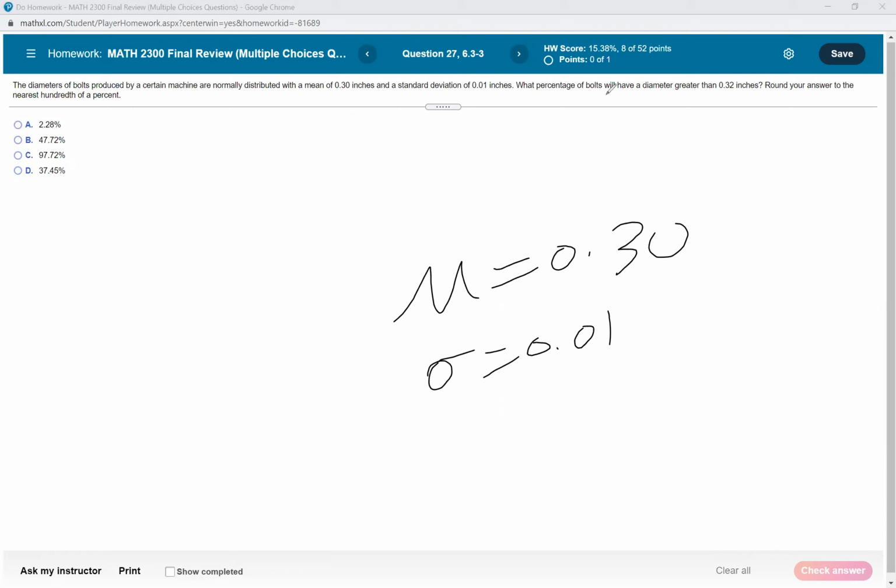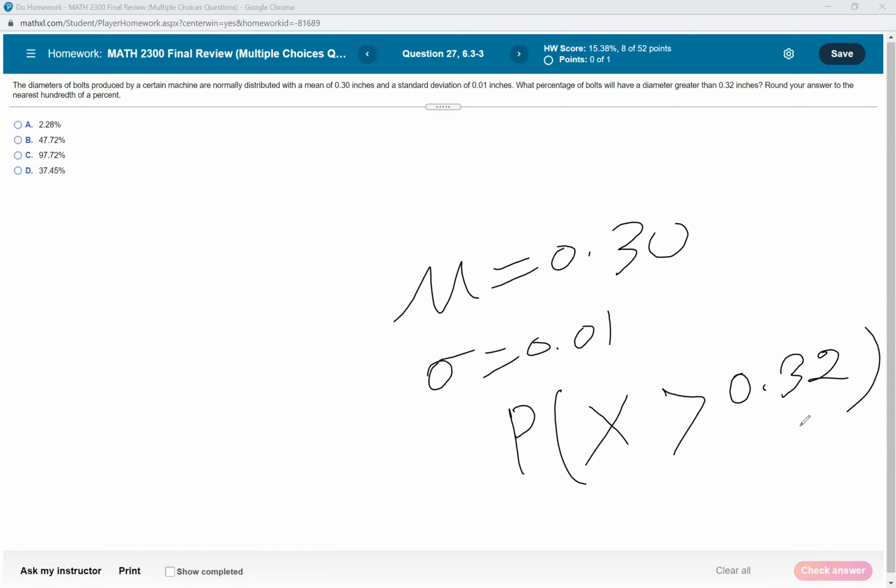So what percent of bolts will have a diameter greater than 0.32 inches? So we have to find the probability where, if x is the random variable which represents the diameter, then we need to find x greater than 0.32. So we have to find this probability.